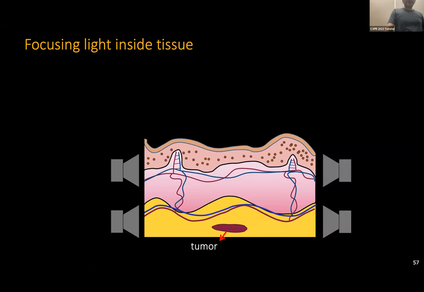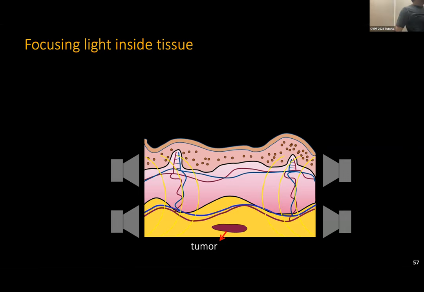What we did in our lab is take another approach of focusing light onto the tumor by using ultrasound. We use an ultrasound, which creates ultrasound waves that modulate the tissue. Sound is a pressure wave which, while it is traveling, compresses and rarefies the medium as it propagates. When it compresses the density of the medium, the refractive index slightly increases, and during rarefaction the refractive index decreases.